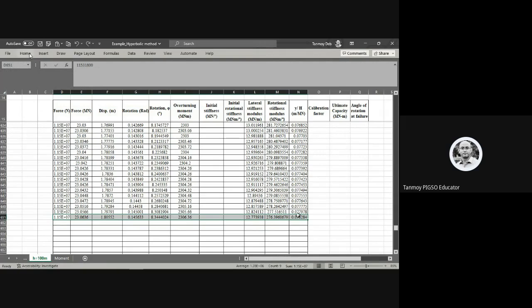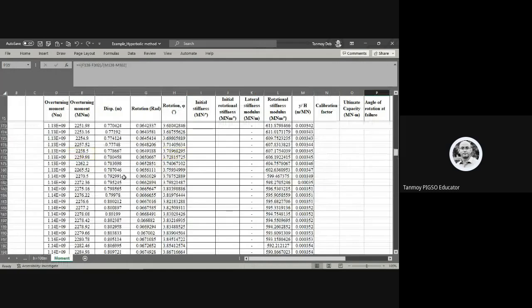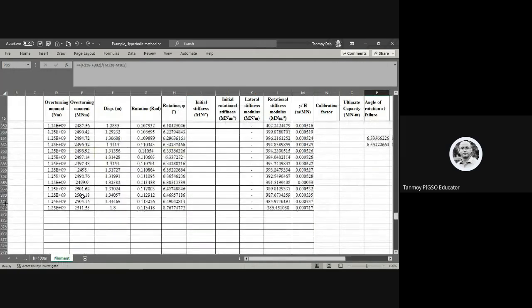So this was perfect. When I was applying the moment load, we see that it went up to 1.3 meters and then it failed. Then I had to get some load at 1.8 meters. Without that, my analysis would have been incomplete.